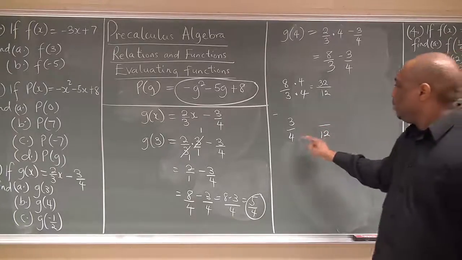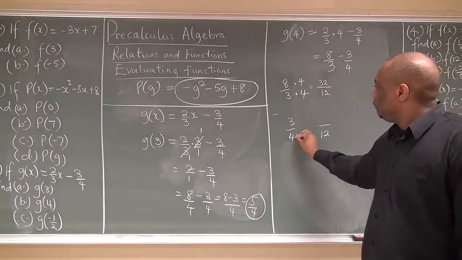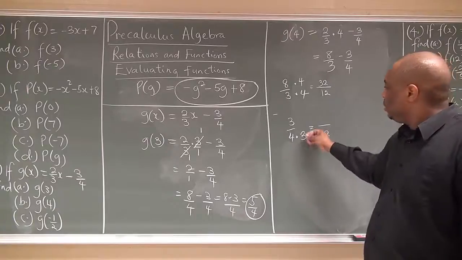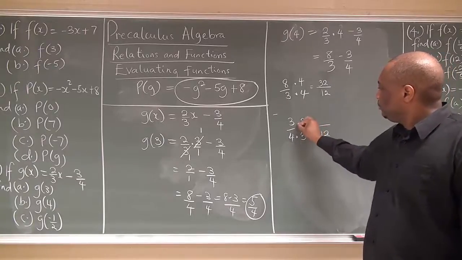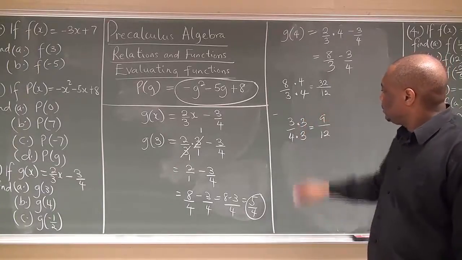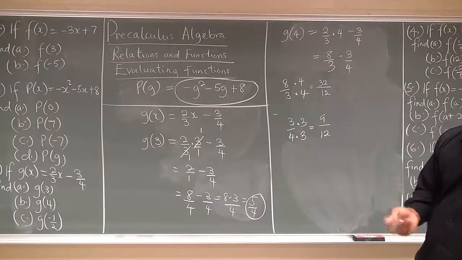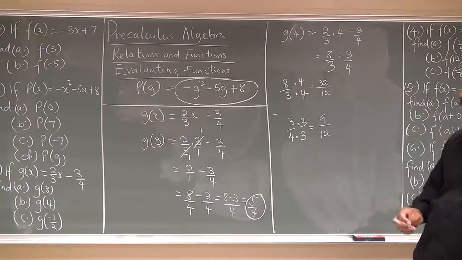You do the same thing here. What will you do to 4 to give you 12? You multiply by 3. Whatever you do to the denominator, you do to the numerator. And 3 times 3 is 9. So the equivalent fraction of 3 over 4, having 12 as the denominator, is 9 over 12.